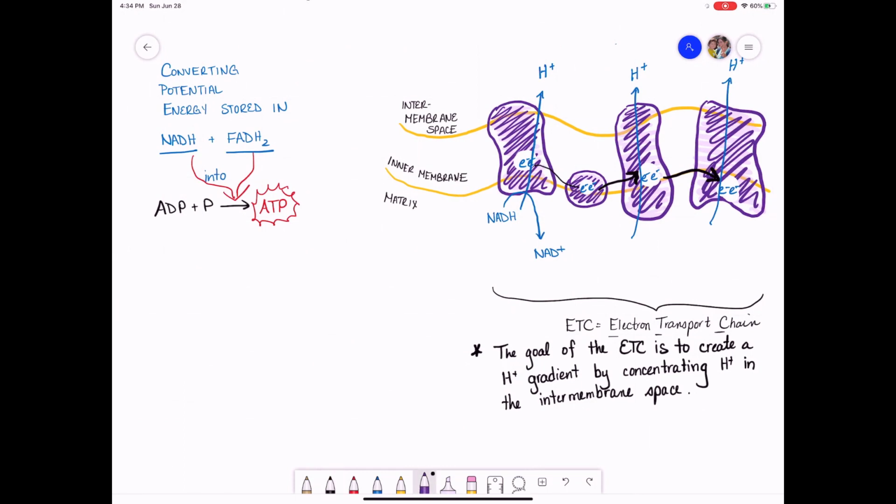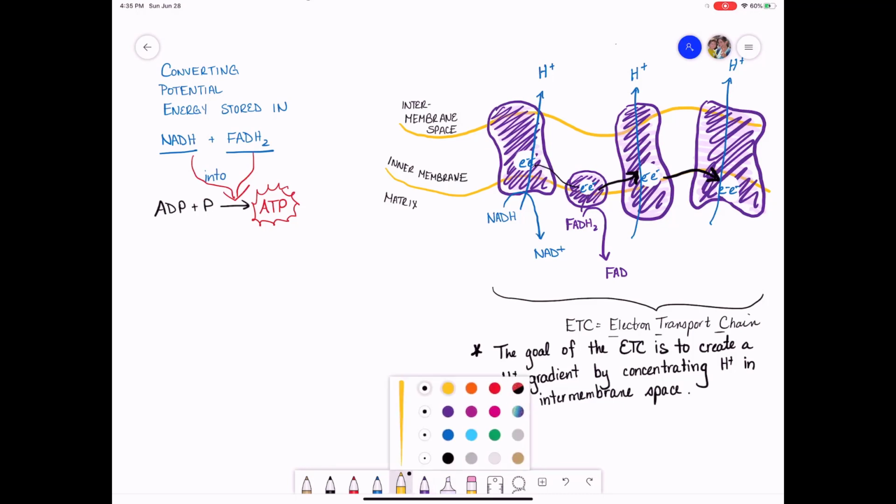While NADH deposits its electrons into the first protein in the electron transport chain, FADH2 deposits its electrons into the second protein. Because it starts later in the chain, FADH2's electrons do not pump as many hydrogen ions across as NADH. In fact, FADH2 has less potential energy than NADH and therefore contributes less to the hydrogen ion gradient.